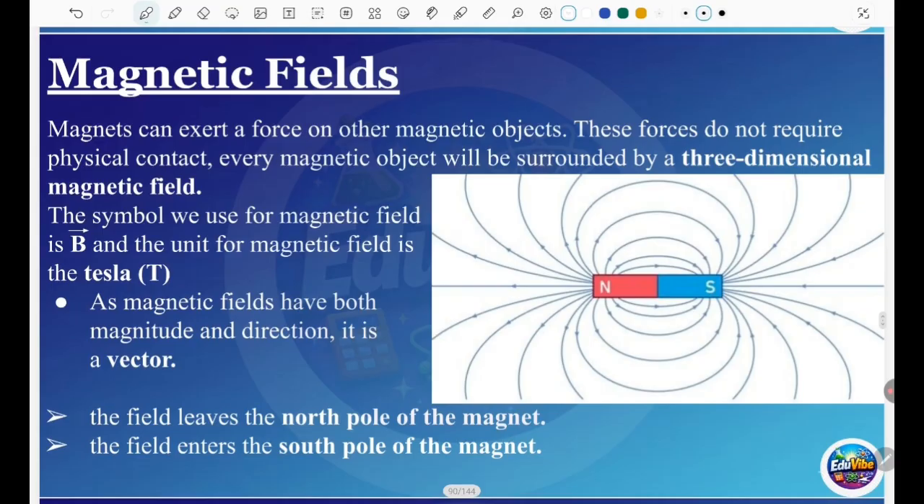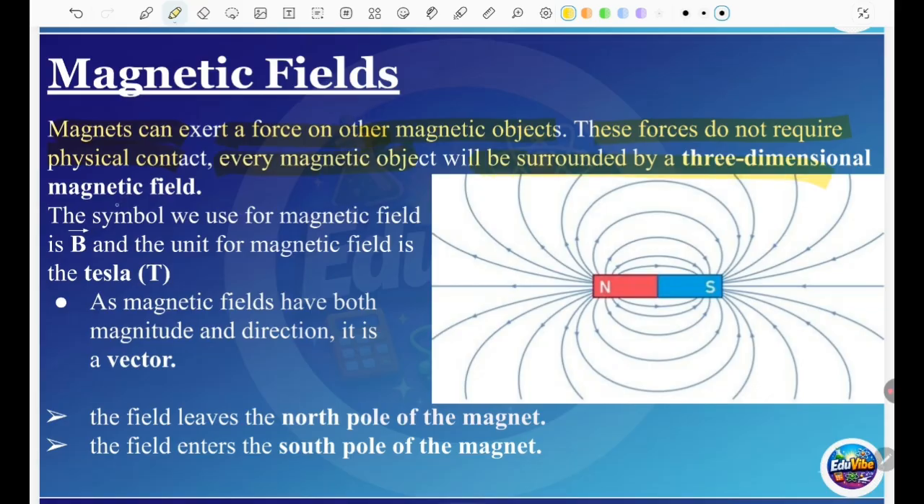Just as we have electric fields, we also have magnetic fields. Magnets can exert a force on magnetic objects, like iron objects, which are attracted to the magnet. Magnetic objects are drawn to each other. These forces do not require physical contact.